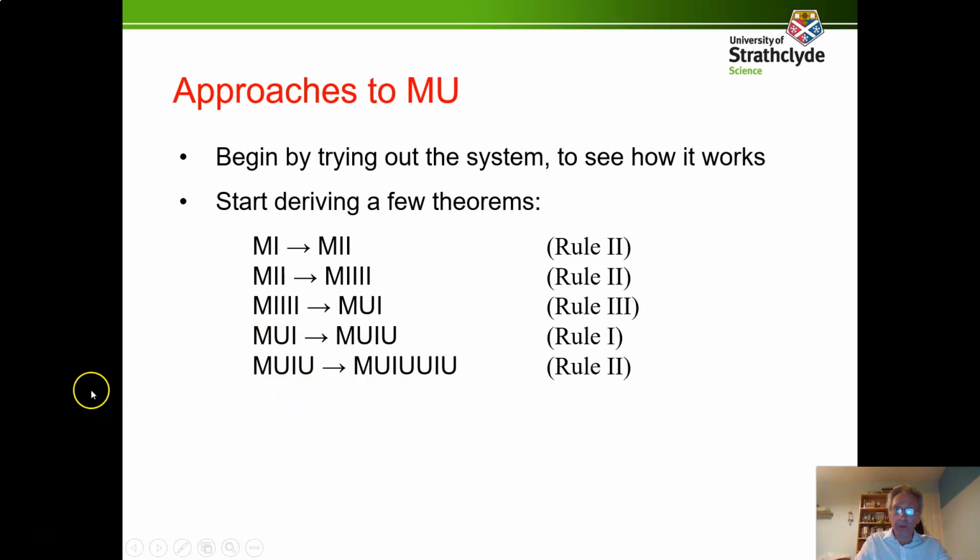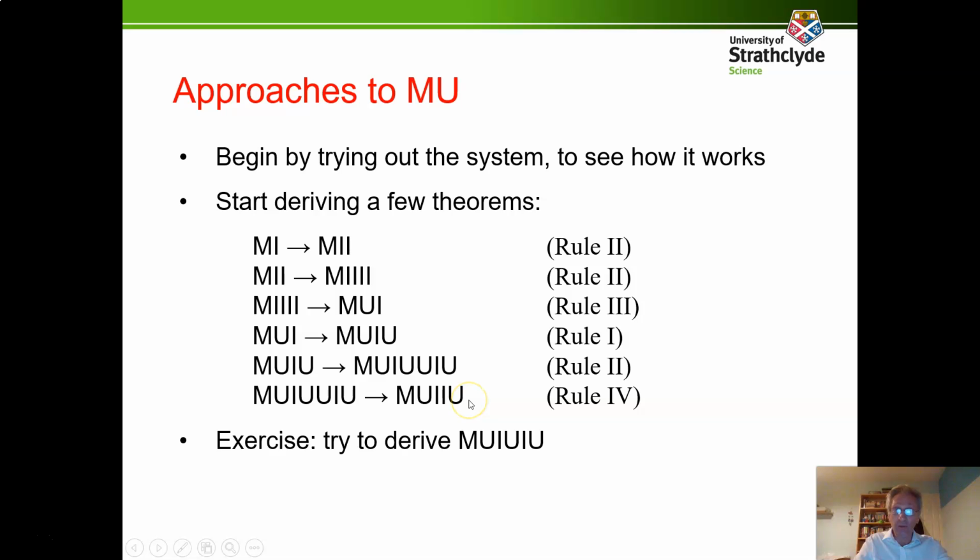But what I want you to know is that when I say these things are theorems, that means they are true statements. So MUI, UU, IU, that is a true statement in my language. And then finally, I can apply rule 4 to that, and I get to the true statement MUIIU. So that's true. So I've now proved that. That's a derivation. What I'd like you to do now is grab a piece of paper and try to derive for me this theorem.